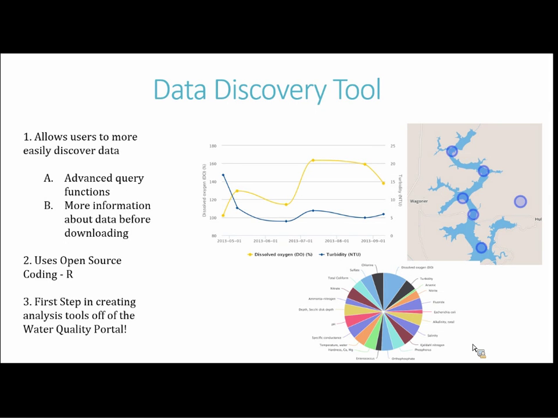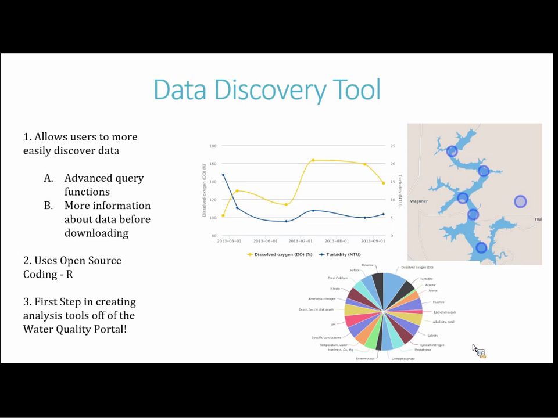It uses open source R coding. So what's nice about that is when we build this tool and we give it out to you guys to use, if anybody wants to create new functionality off the tool in R, we can then take that back and post it up to our GitHub site so that other people can use that functionality. Because R is free source coding, we can enhance it probably quicker because other people can work with us on it. It's not just us. And if we want to incorporate that functionality, we can do that after testing it, of course. And it's the first step in creating analysis tools off the Water Quality Portal.